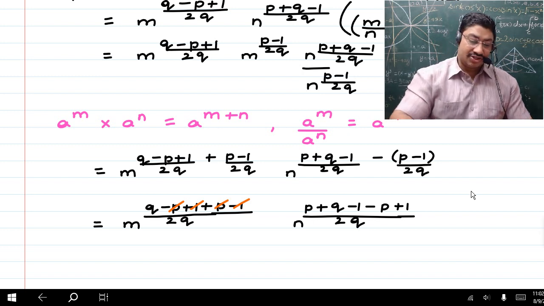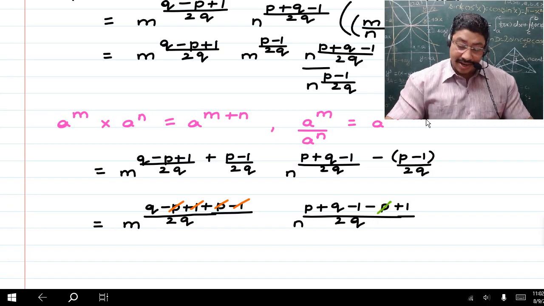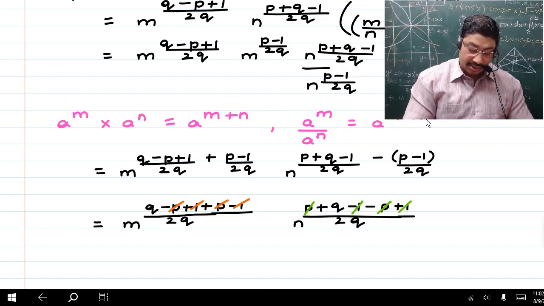So here again we get to see that there are certain terms which can get cancelled, right, like minus p and plus p, and we have minus 1 and plus 1 which get cancelled. So we will now just write what is remaining.